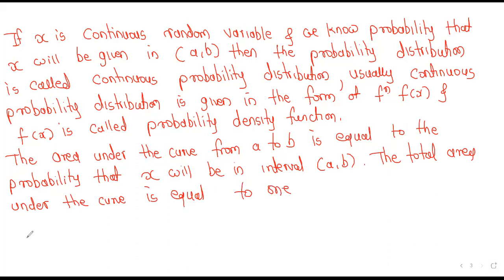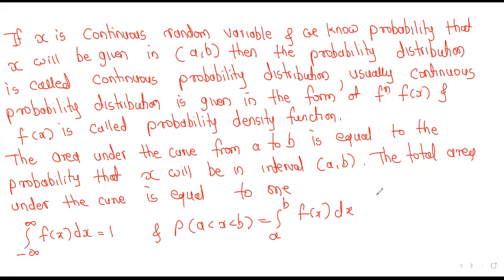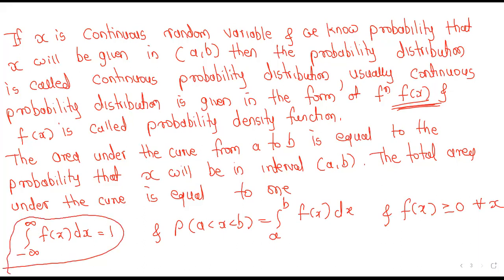Instead of all this definition, simply integration from minus infinity to infinity f of x dx is equal to 1. That is minus infinity to infinity. If the limits are finite, then p of a less than x less than b is equal to integration a to b f of x dx, and f of x is greater than or equal to 0 for all x. In short, remember this. Okay, write fast.